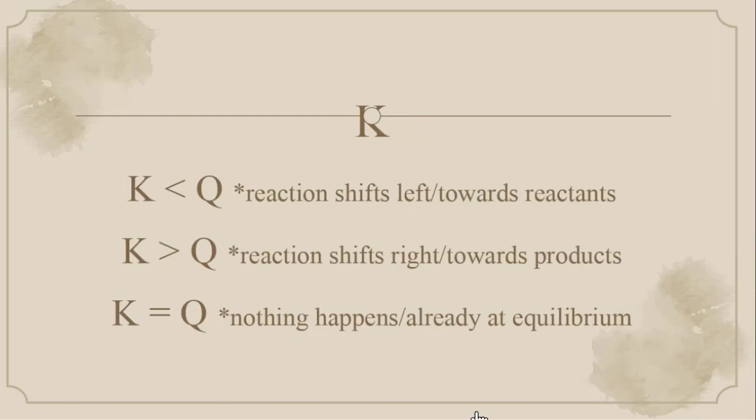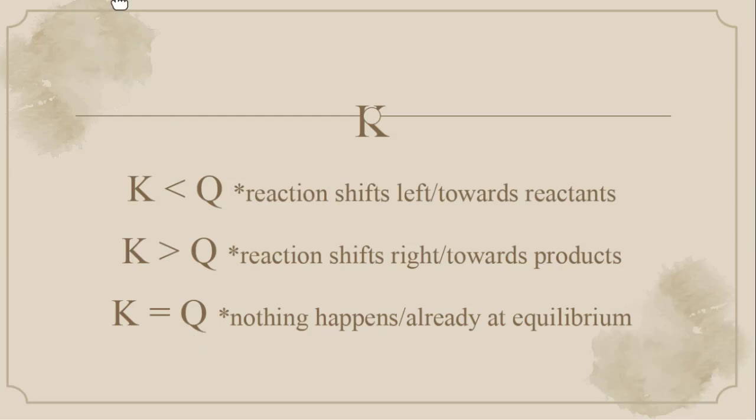All right, and this slide I kind of showed you what would happen based on specific values of Q in relation to K. So if Q is greater than K, then the reaction will shift left or towards the reactants. And if Q is less than K, the reaction shifts towards the right or towards the products. And obviously, if they're equal to each other, basically nothing happens since it's already at equilibrium.